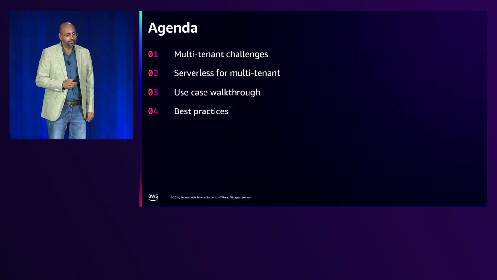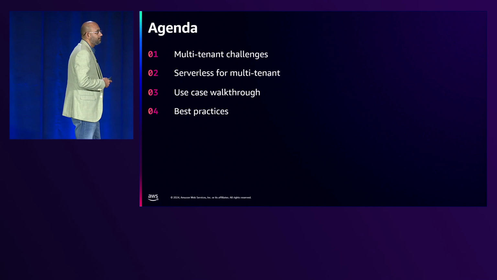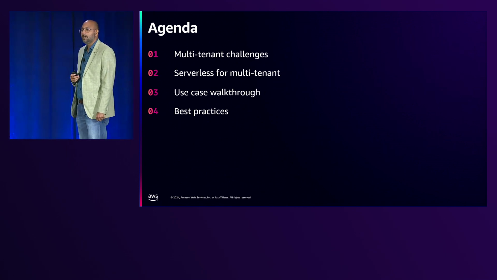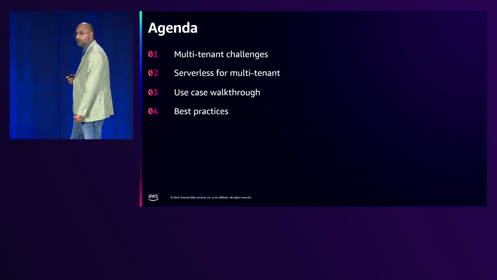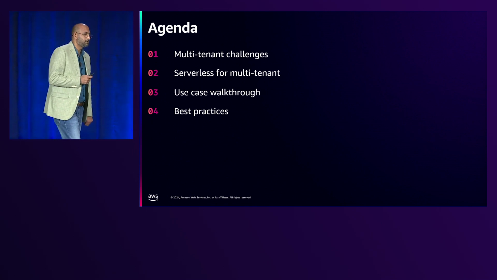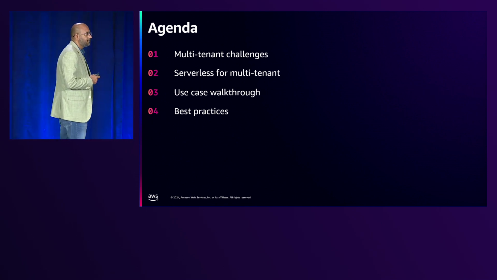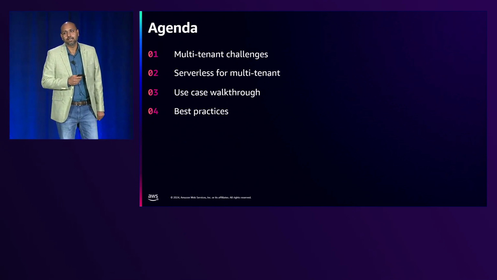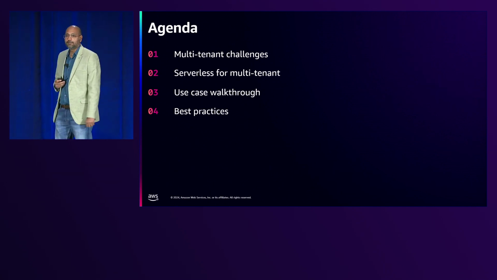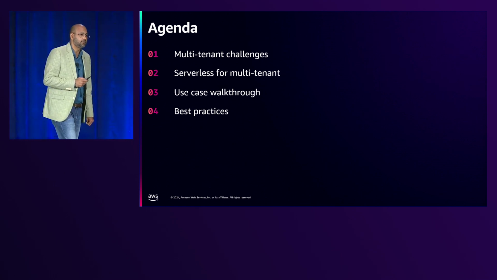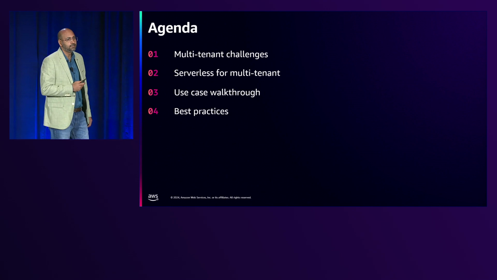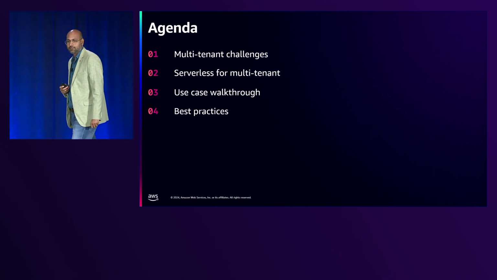So, just to quickly run through the agenda, we will be looking at some of the multi-tenant challenges. Then we will look at serverless capabilities and how serverless helps us build those multi-tenant solutions on AWS. And then we will have a use case throughout this session, and on that use case we will put a SaaS lens as well as a multi-tenant lens to understand and uncover some of these challenges with the right design and architectural considerations, and we will follow along with the different best practices we should adhere to when we are building those solutions.